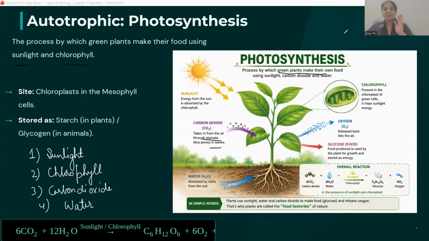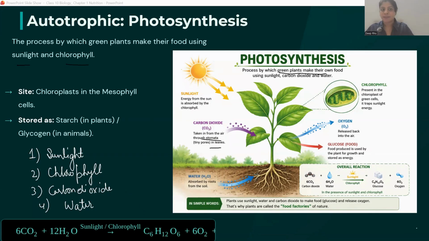So the basic requirements for photosynthesis are sunlight, chlorophyll, and carbon dioxide. Carbon dioxide, as already explained, is taken in through the stomata. Chlorophyll is present in the leaf, which helps to trap light energy and convert it, and helps photosynthesis to happen. So they trap the sunlight.